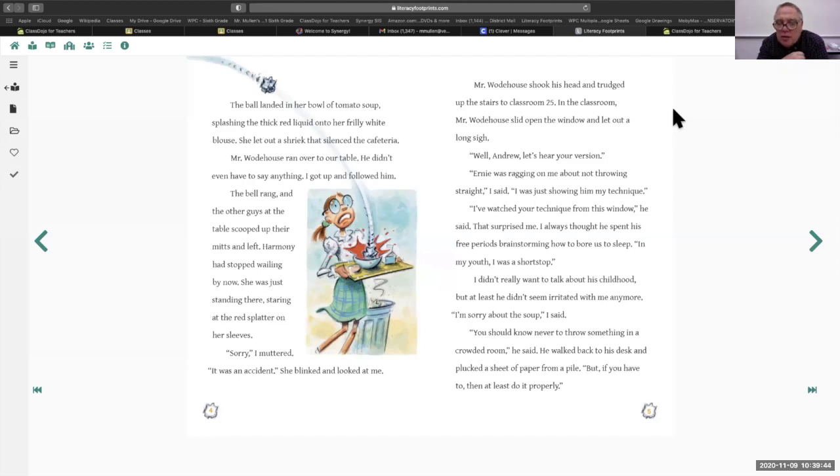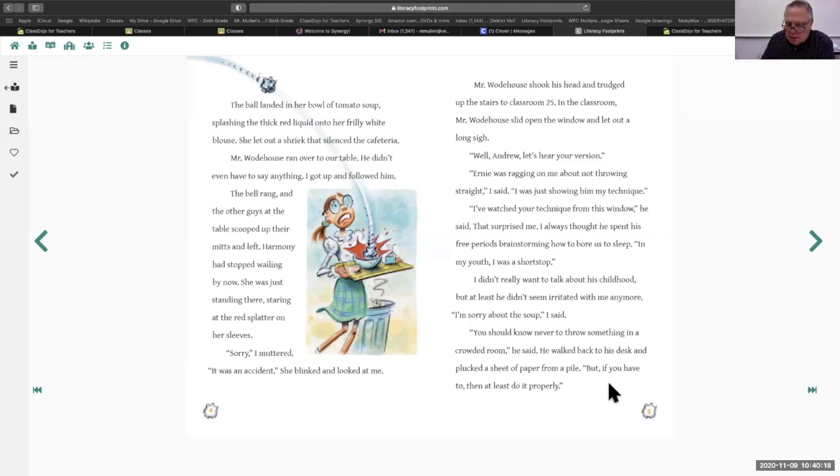That surprised me. I always thought he spent his free periods brainstorming how to bore us to sleep. In my youth, I was a shortstop. I didn't really want to talk about his childhood, but at least he didn't seem irritated with me anymore. I'm sorry about the soup, I said. You should know never to throw something in a crowded room, he said. He walked back to his desk and plucked up a sheet of paper from a pile. But if you have to, then at least do it properly.